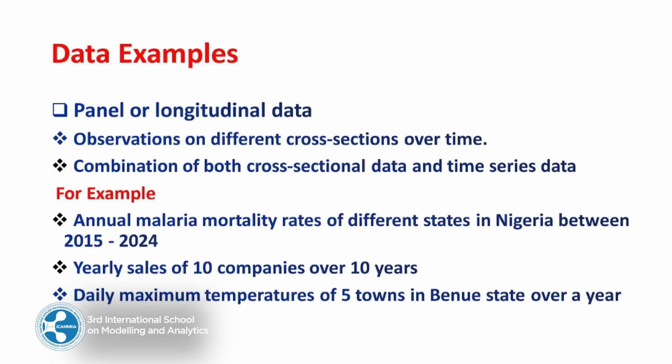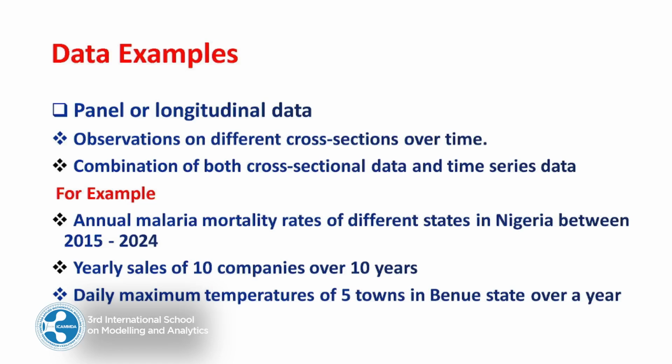Now, we also have the panel or longitudinal data. Here we have observations on different cross-sections over time. So it combines both the cross-sectional data and the time series data. You have a combination of both. Example: annual malaria mortality rate of different states in Nigeria between 2015 and 2024.